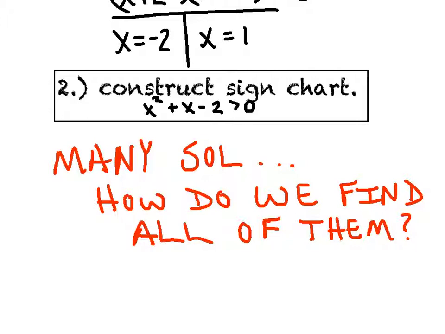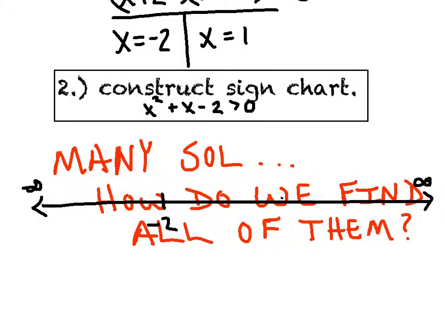Our second step is the most intensive step of our entire process. Step 2 is to construct a sign chart. So I'm going to draw a really nice long sign chart that extends all the way from negative infinity to positive infinity. And I'm going to recognize where our roots fall on this number line.